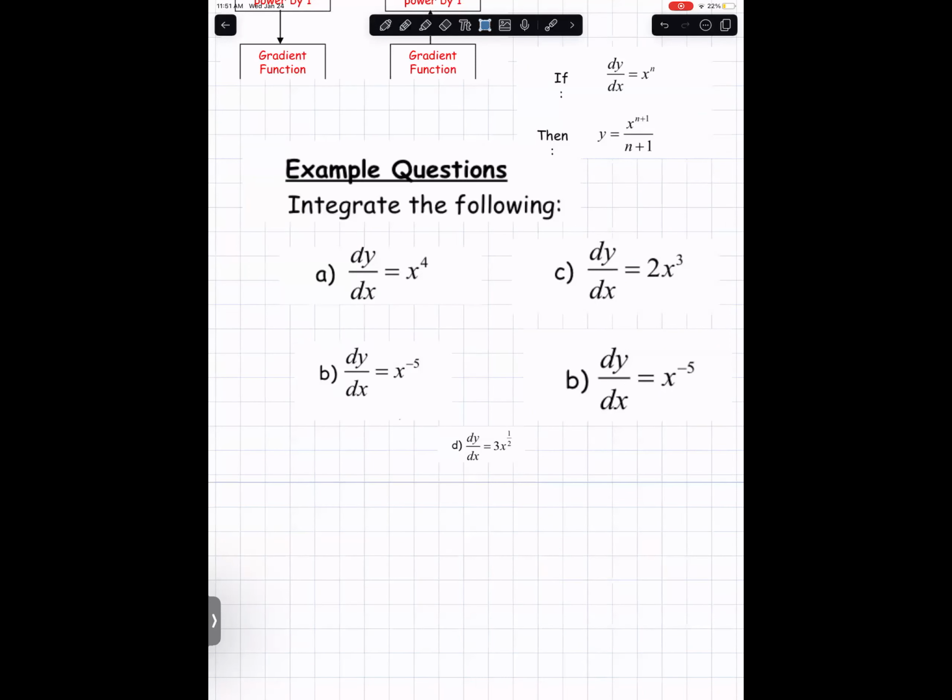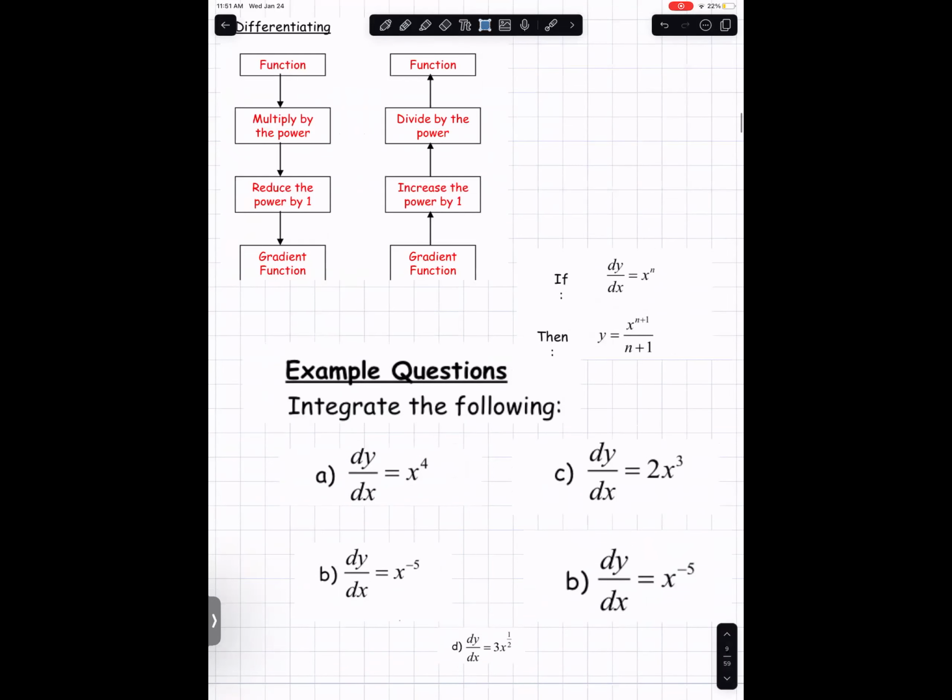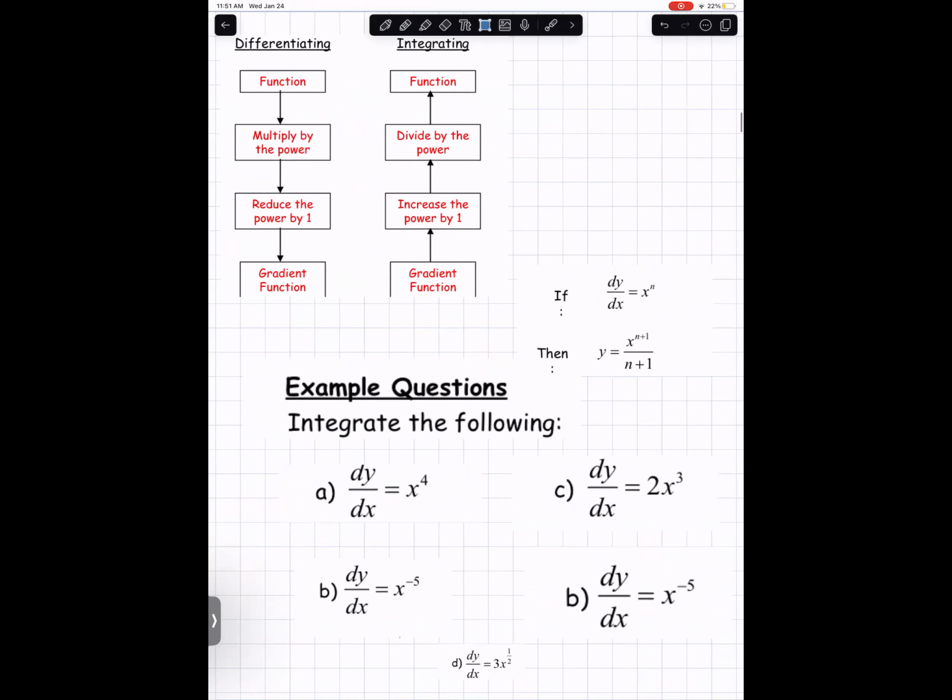So let's take a look at integration as reverse differentiation. Let us look at this table for differentiating a function. The first thing we have to do is multiply by the power, just like we saw in the example I gave. Then after multiplying by the power, what do you do? You reduce the power by 1. Then you have the gradient function.